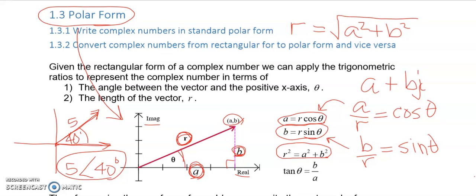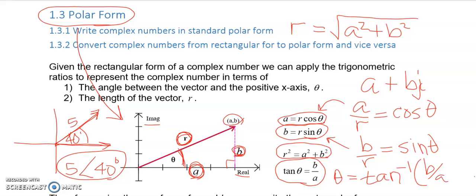Another thing we can do is calculate the angle theta, given a and b. If you look carefully, b is the opposite side, a is the adjacent side, so b over a equals the tangent of angle theta. So to calculate your theta, the reference angle, theta equals the inverse tangent of b over a.